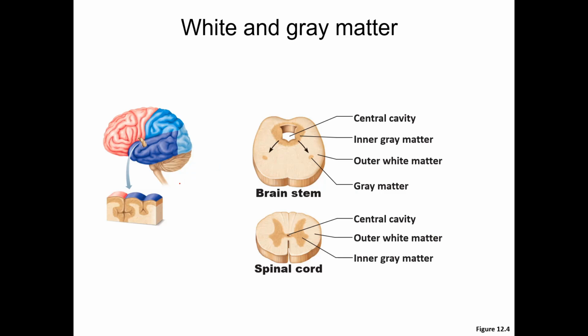In the brainstem, if you make a section here or in the spinal cord here, the outer part is the white matter and inner part is the gray matter. Okay, this is spinal cord here. Inner part is gray matter, outer part is white matter. In the cerebrum, I mentioned before, the outer is gray matter and inner is the white matter.